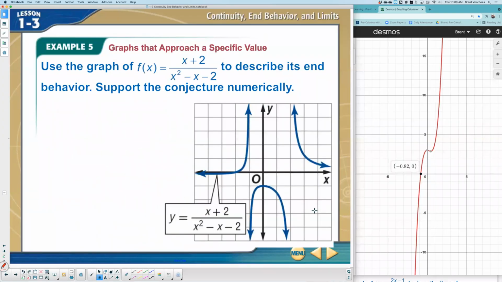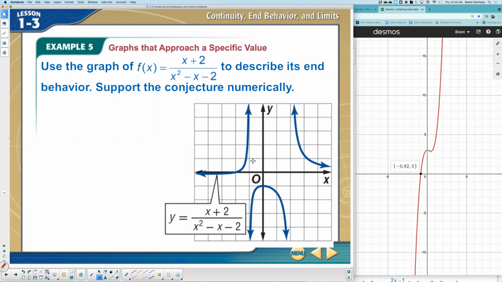Example 5, it says use this graph to describe the end behavior of the equation f of x. Support the conjecture numerically, and I'm actually going to support it through Desmos. I'm going to show you, it's kind of the easier way. And I'll tell you how you can do it algebraically, but I'll show you.